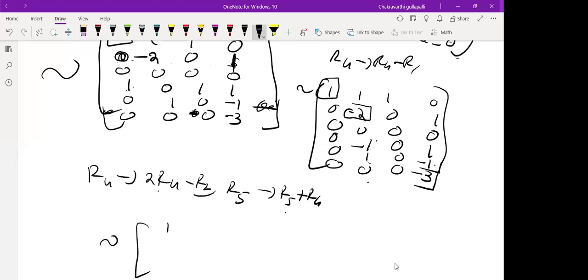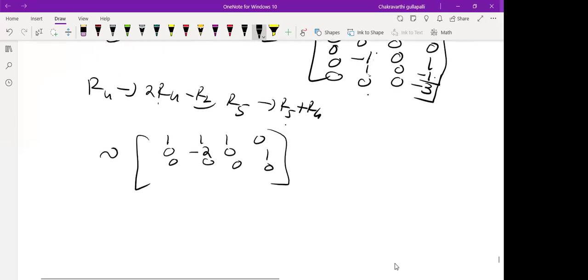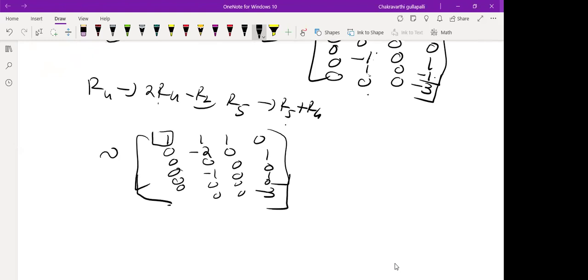So 1 1 1 0 0 minus 2 0 1 0 0 0 0. This is 0 minus 1 0 1 0 0 0 0. Last one 0 0 0 minus. This is the leader. This is the leader.